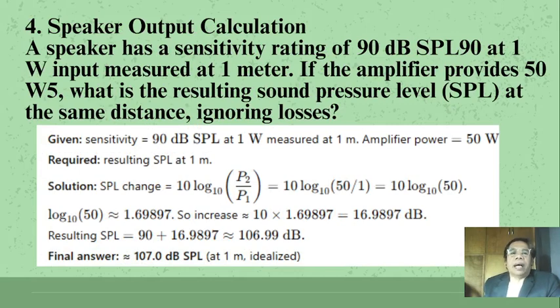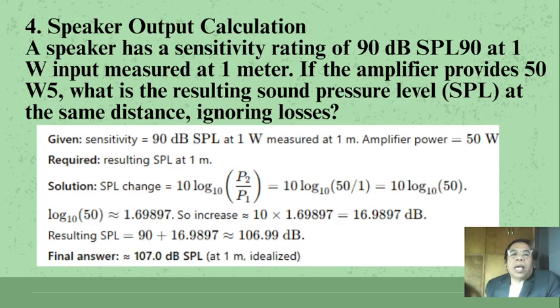A speaker has a sensitivity rating of 90 decibels SPL at 1 watt input measured at 1 meter. If the amplifier provides 50 watts, what is the resulting sound pressure level at the same distance, ignoring losses? So given: sensitivity 90 decibels SPL at 1 watt measured at 1 meter, amplifier power 50 watts. Required: the resulting SPL at 1 meter.